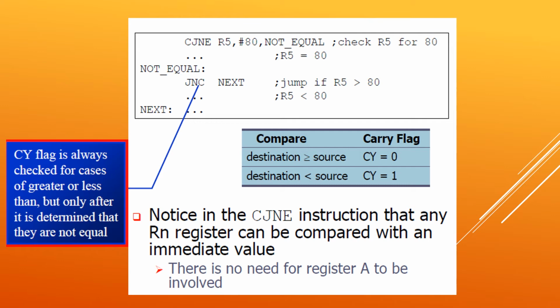Say, a simple thing, if you want to arrange in ascending order or descending order, or find out smaller than or greater than, then at that time you can use this instruction. The carry flag is always checked for cases of greater or less than, but only after it is determined that they are not equal. There is no need for register A to be involved. That is, the accumulator is not the compulsory register in this whole mechanism. It can be any other register also, and the immediate data also.